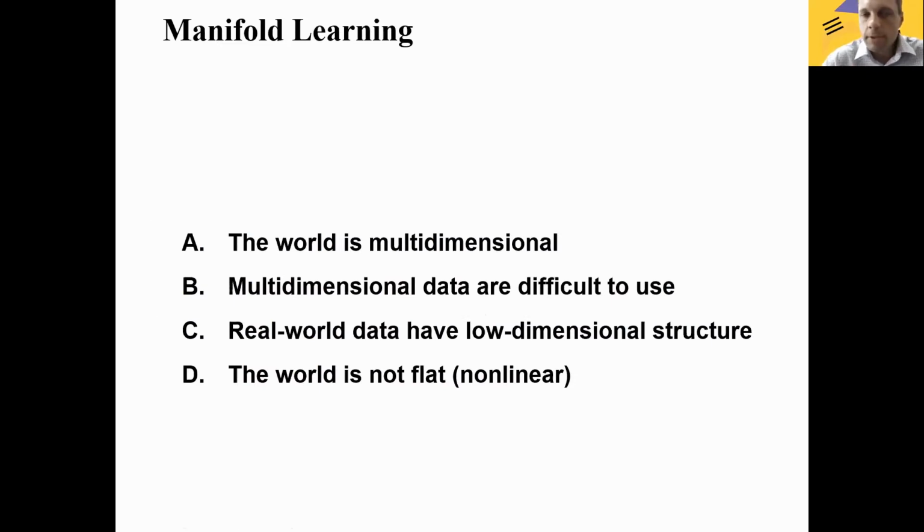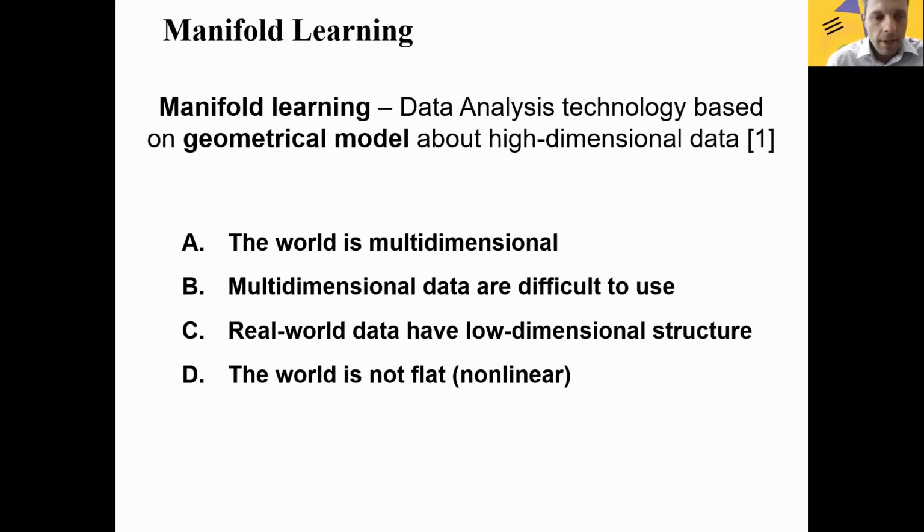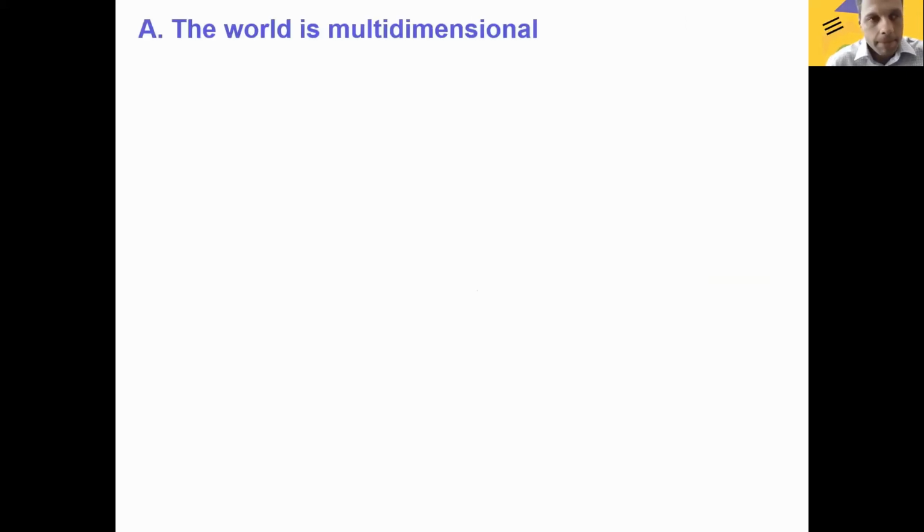Actually, our world is multidimensional, and multidimensional data is difficult to use. Real-world data actually have low-dimensional structure, and this is the reason why we can classify data, why we can solve regression problems. And what is important is that the world isn't flat. Although sometimes linear methods really work, this is not always the case. And so manifold learning is a data analysis technology based on a geometrical model of high-dimensional data.